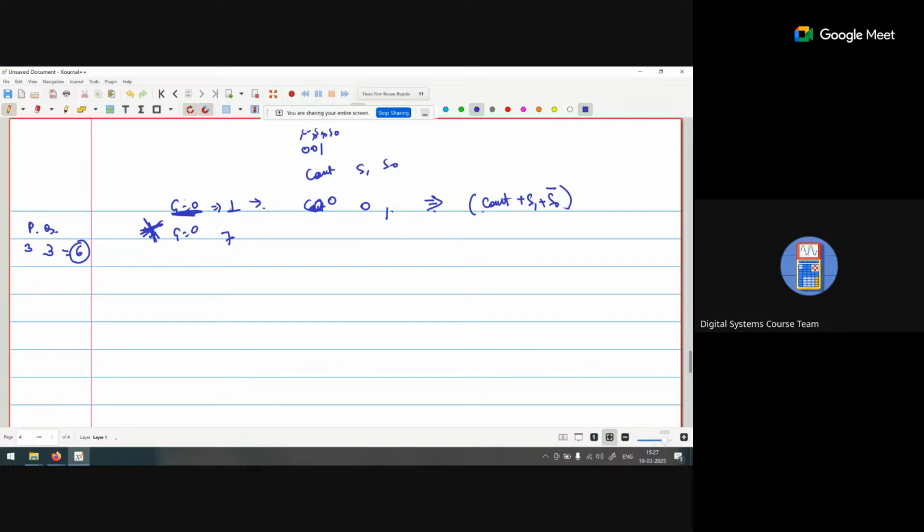Similarly, if you want to write an expression for A, for the A, A is not working for 1, and A is not working for 4.